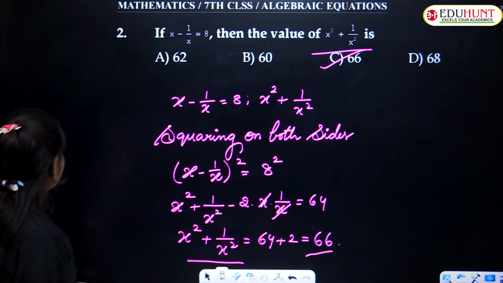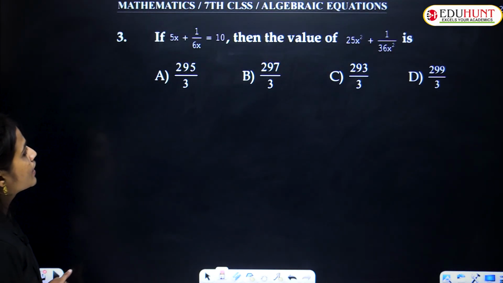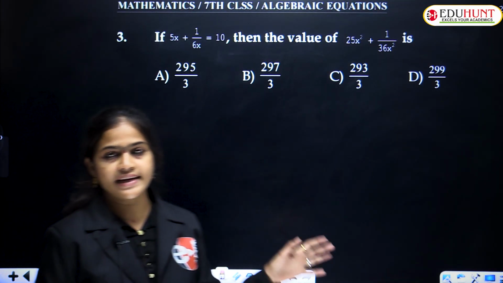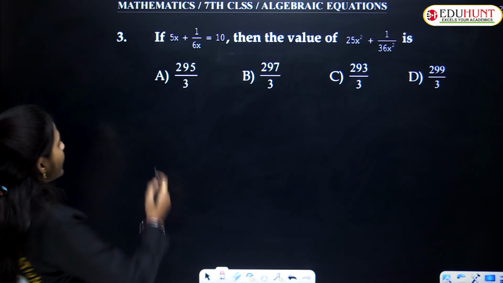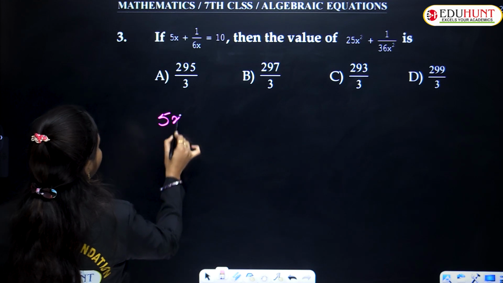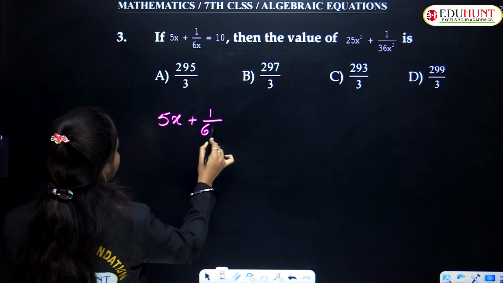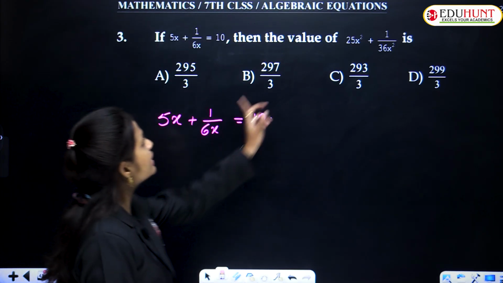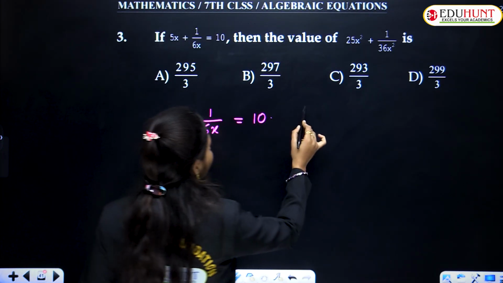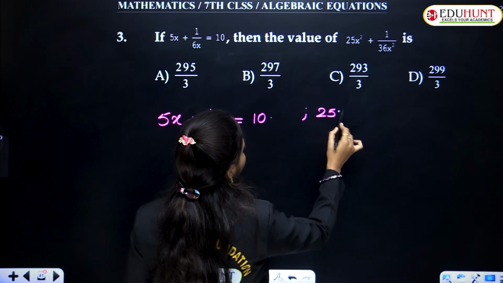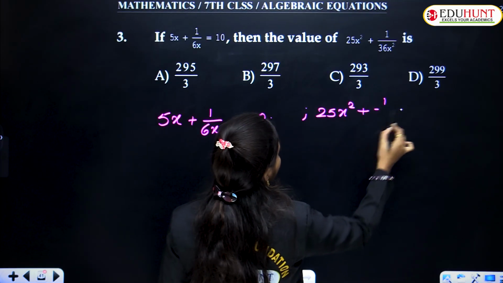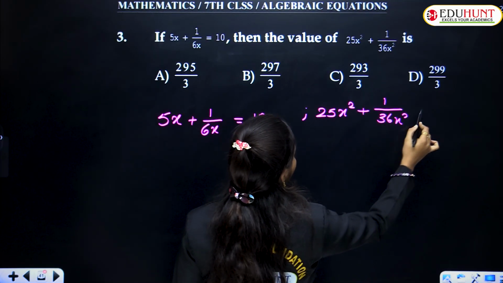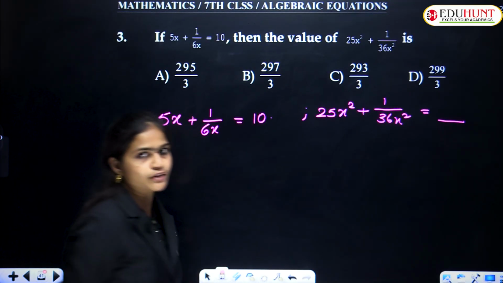Next, question number 3. This is also the same as the second question. The question is: 5x plus 1 by 6x is equal to 10. Now they are asking us to find the value of 25x square plus 1 by 36x square.